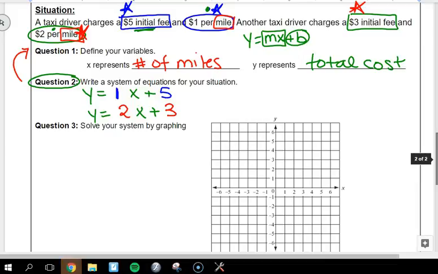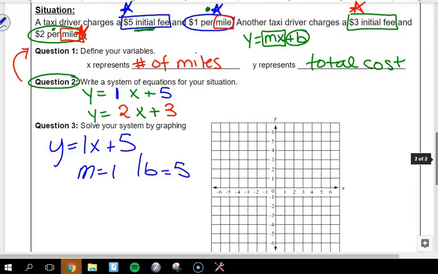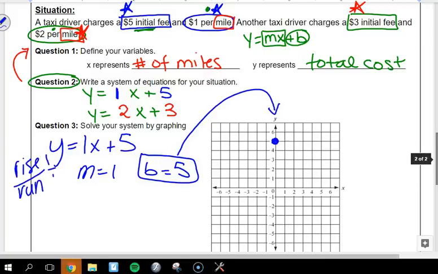Question number 3, we want to solve our system of equation by graphing. So we're going to have y equals 1x plus 5, so our m is 1 and our b is 5. This b is your y-intercept. It goes on your y-axis at 5. M, remember, is rise over run. So we have 1 over 1. So we're going to go up 1 over 1, up 1 over 1. If we can no longer go up 1 over 1, we flip it up to down, right to left. So we can go down 1, left 1, and so forth until we fill up our entire graph.